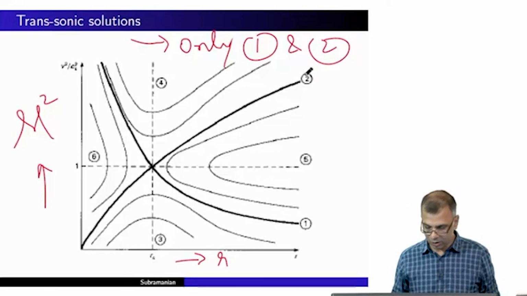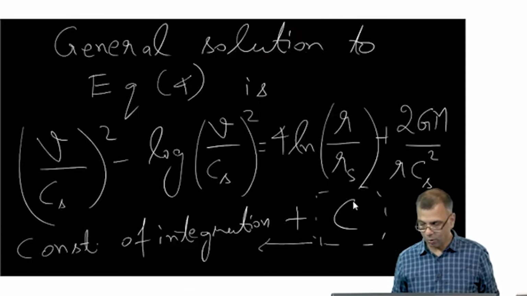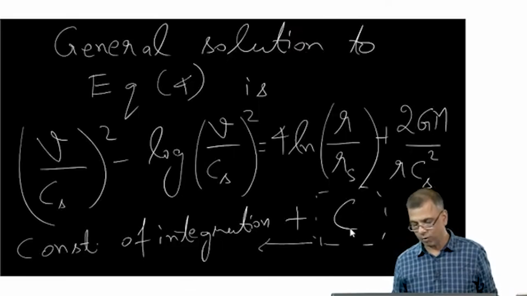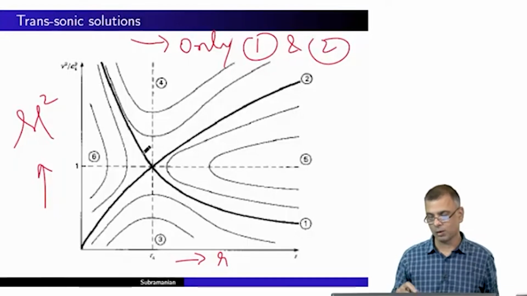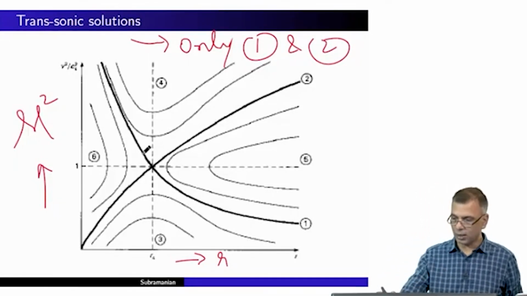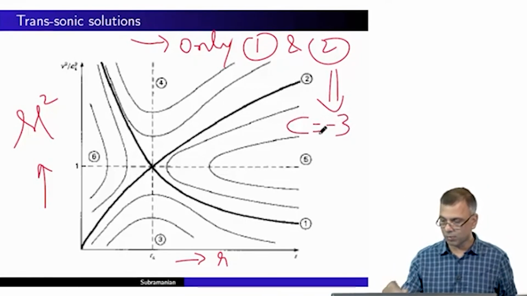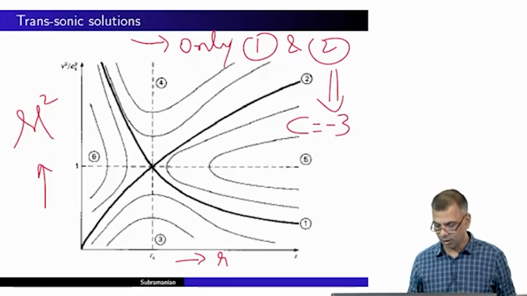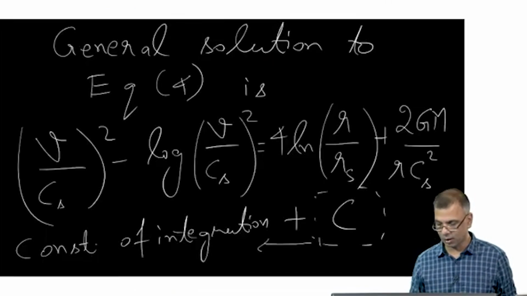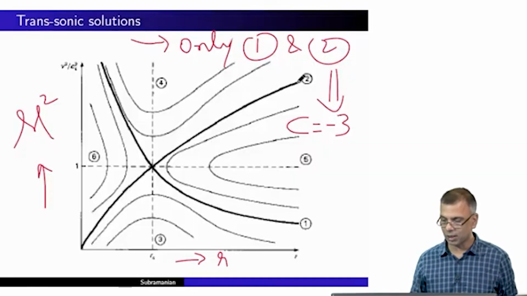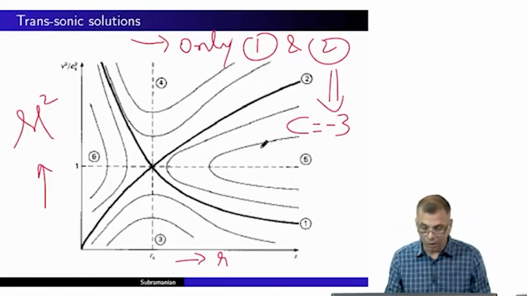And from the general solution, what would be the values of C for which you would get solutions like 1 and 2? It turns out that for 1 and 2 you have C equals -3. If you have C equals -3, you will get solutions of the kind 1 and 2. So this is one thing I wanted to mention before proceeding.